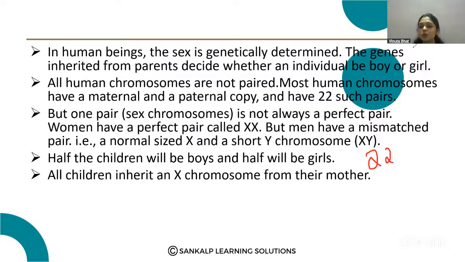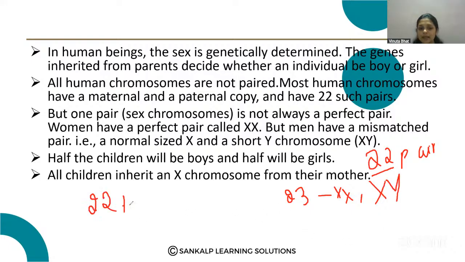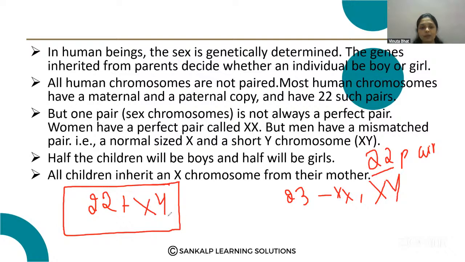So 22 pairs are same in both male and female, but the 23rd pair, that is the sex chromosome, either it may be XX chromosome or XY chromosome. 22 pairs of chromosomes plus XY chromosome, so this will develop into male or female.